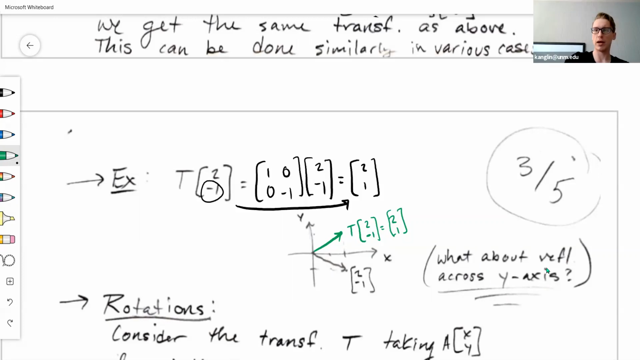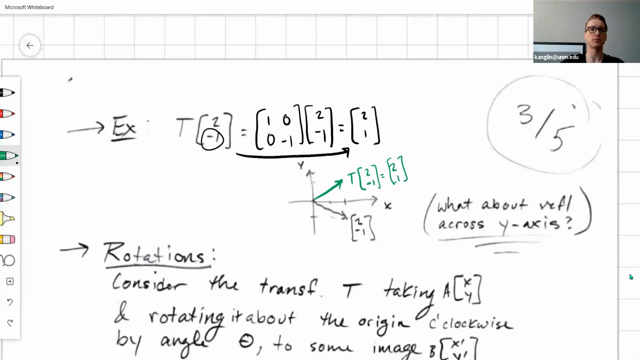Now you might ask, what about a reflection across the y-axis? Well, if this gives you a reflection across the x-axis, maybe you can figure out how to do a reflection across the y-axis. I will leave that to you. I don't think it's too challenging. Be sure to stop by office hours if you can't figure that one out. We can chat about it, certainly. Maybe it's too obvious, I don't know. But it's one I want you to try to work out for yourself. Try to work out that matrix that defines a reflection across the y-axis. That'd be an interesting exercise.